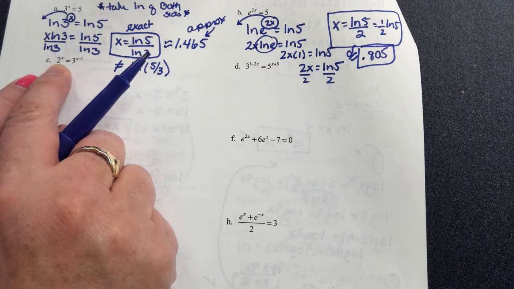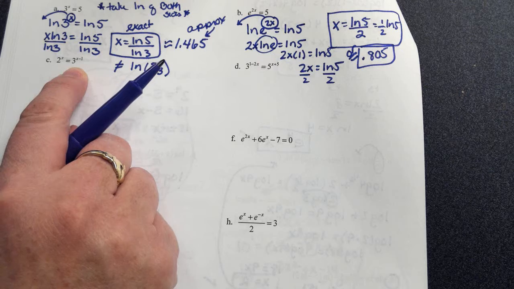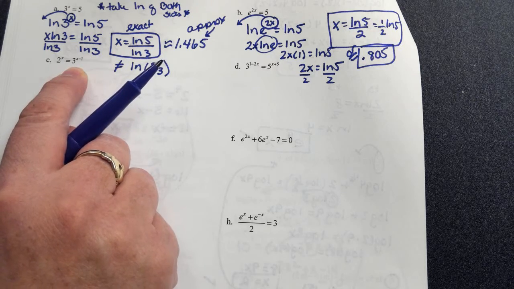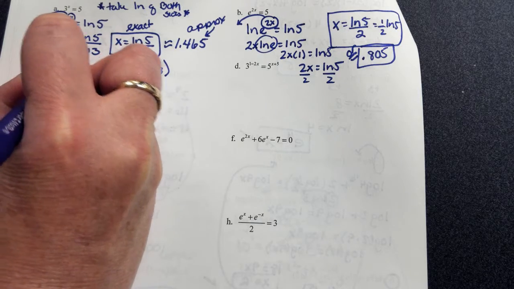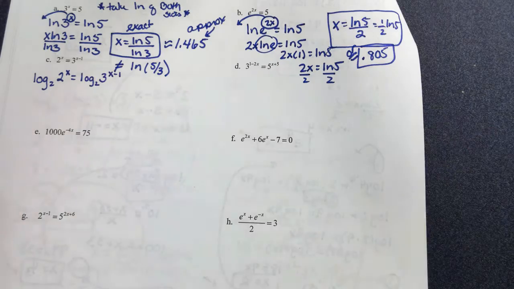So notice I have a base of 2 and I have a base of 3. What you can do is kind of an eeny, meeny, miny, mo. You can do log base 2 or log base 3 on both sides. I typically use the smaller base. So now I'm going to take log base 2 of both sides. So log base 2 of 2 to the x is equal to log base 2 of 3 to the x minus 1.